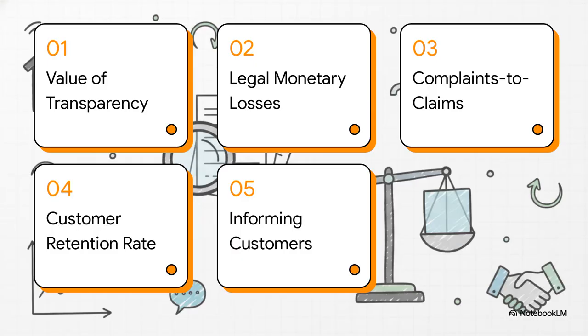Here is our roadmap for this explainer. We're going to systematically break down the value of customer transparency, how to report legal monetary losses, calculating the complaints-to-claims ratio, calculating the customer retention rate, and finally, informing your customers effectively.